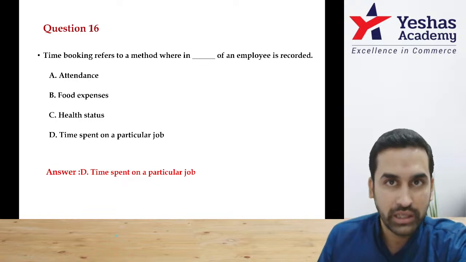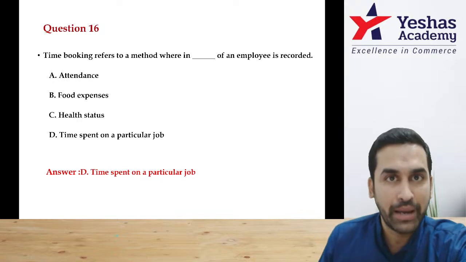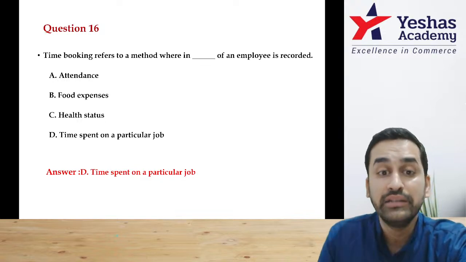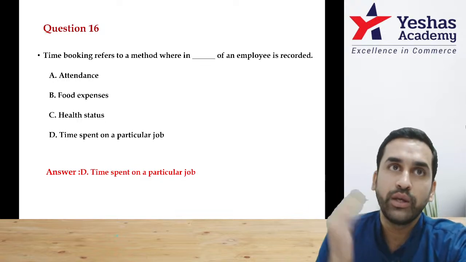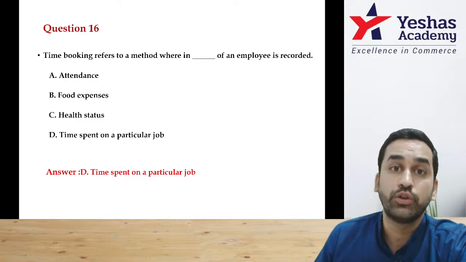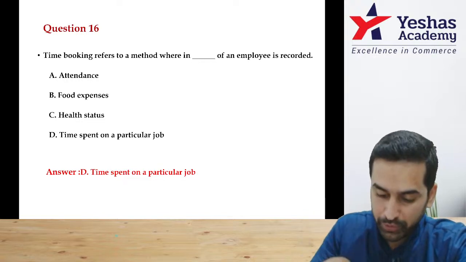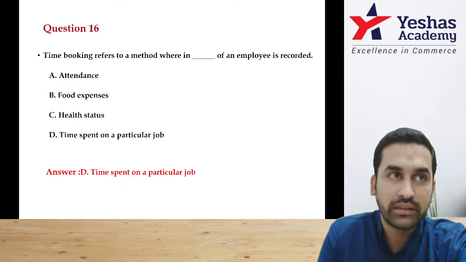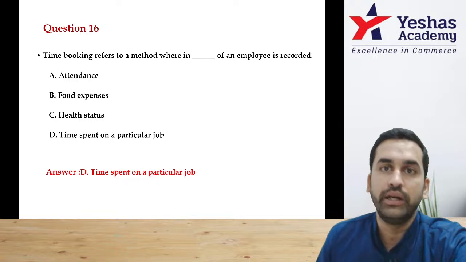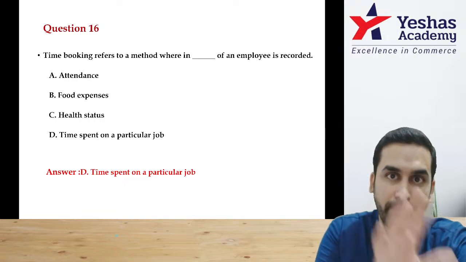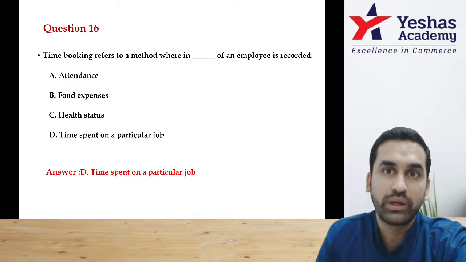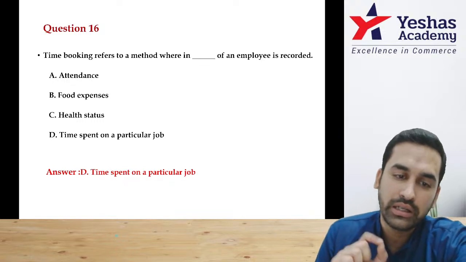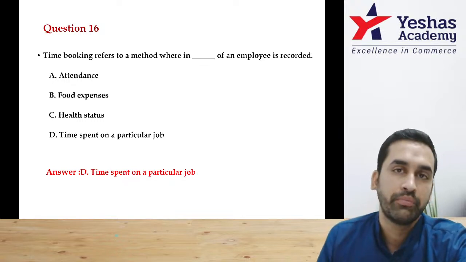What time you come, what time you go, whether you are present or absent, full day, half day. This is time keeping. When I say you come at 9 o'clock, you left at 6 o'clock, that is time keeping. But from 9 to 10 o'clock, which job you did? 10:30 to 11:30, which job did you do? What was the work performed by you? That we have to keep a record. That is called time booking. That's what they are saying. Option D is the correct answer.